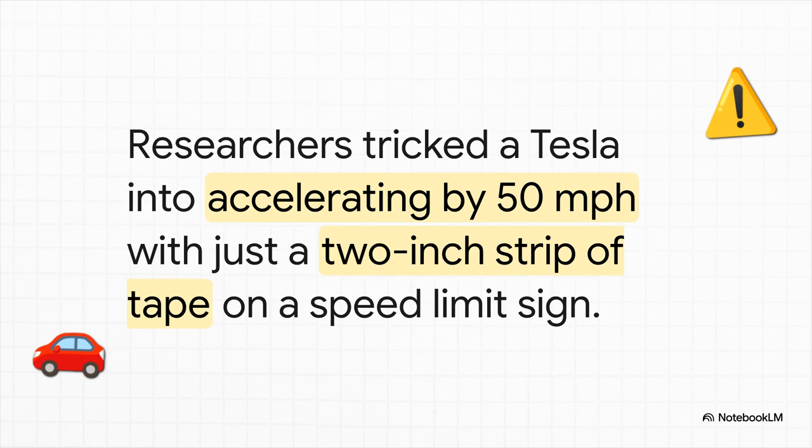Researchers put a tiny 2-inch strip of electrical tape on a 35-mile-per-hour speed limit sign. To you or me driving by, you wouldn't even notice it. But a Tesla's vision system read it as 85, and the car tried to accelerate. A tiny, tiny change with a potentially huge consequence.